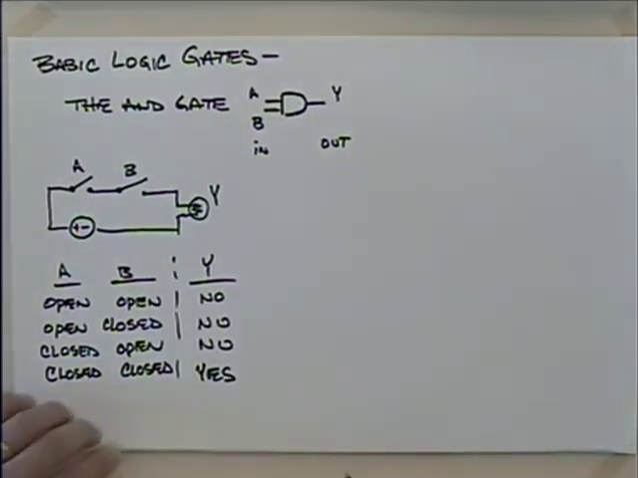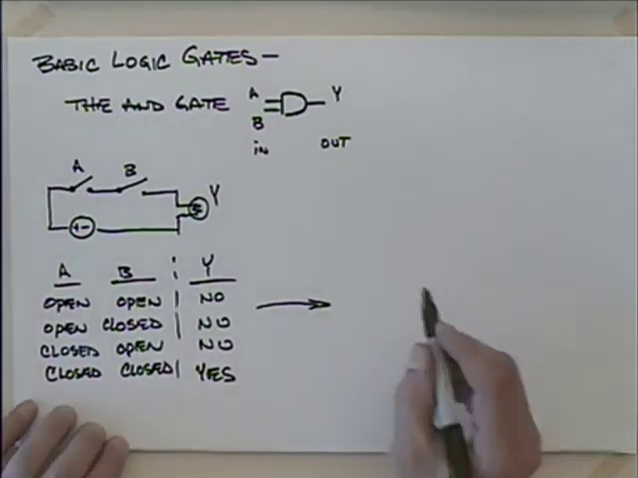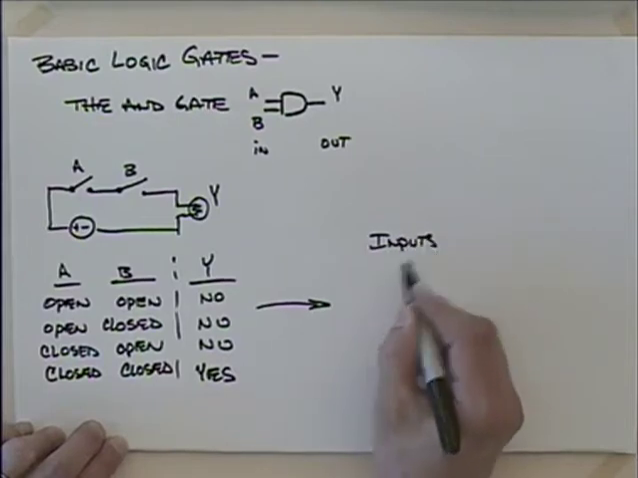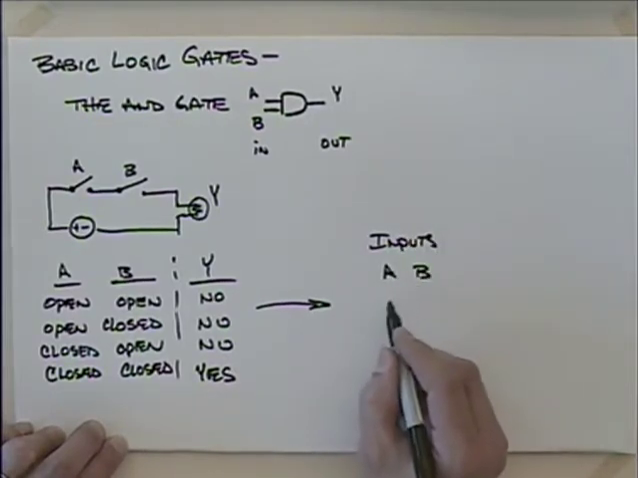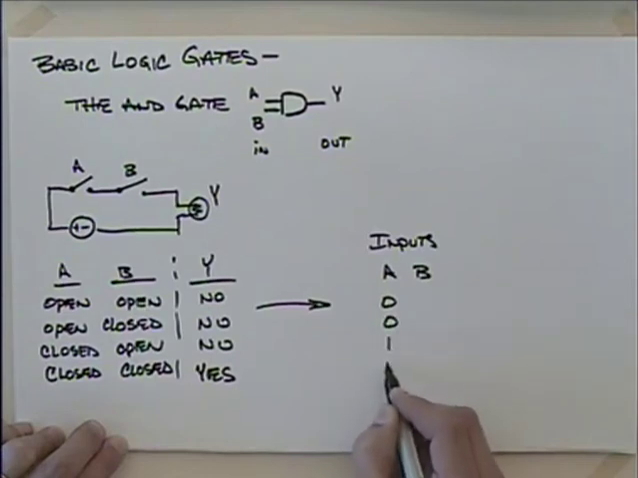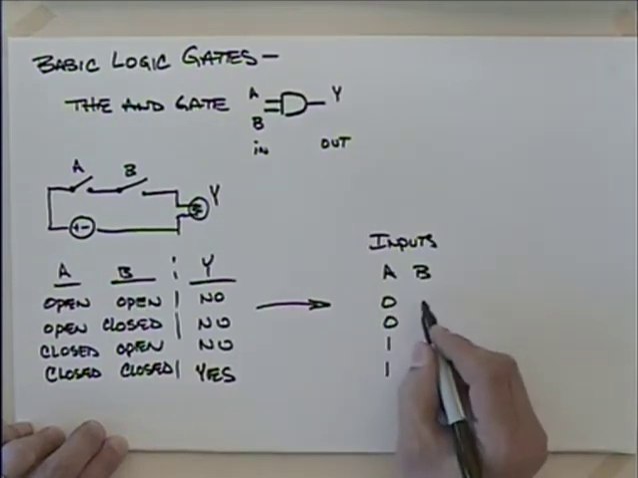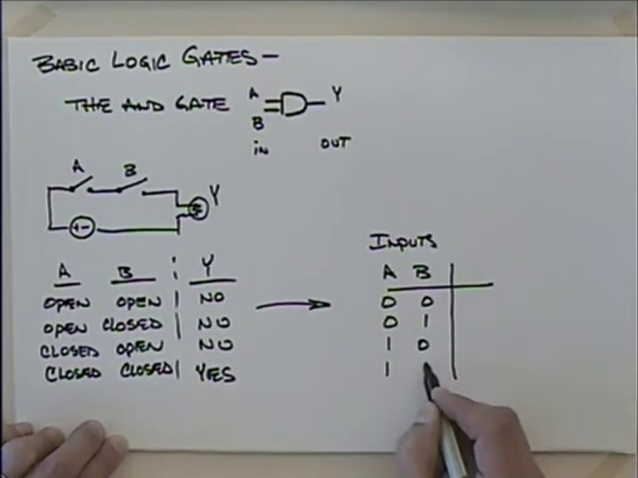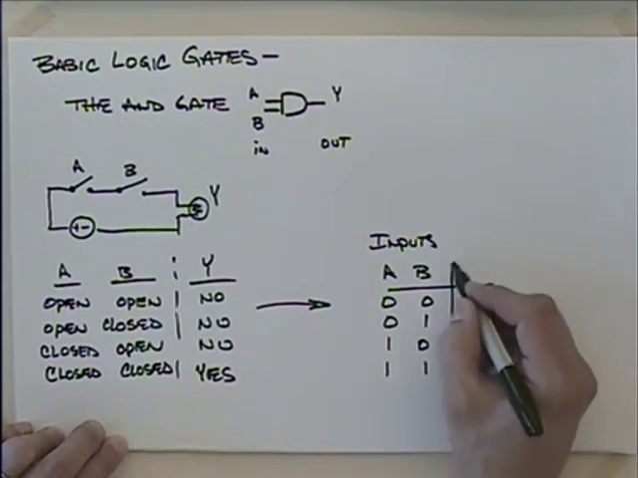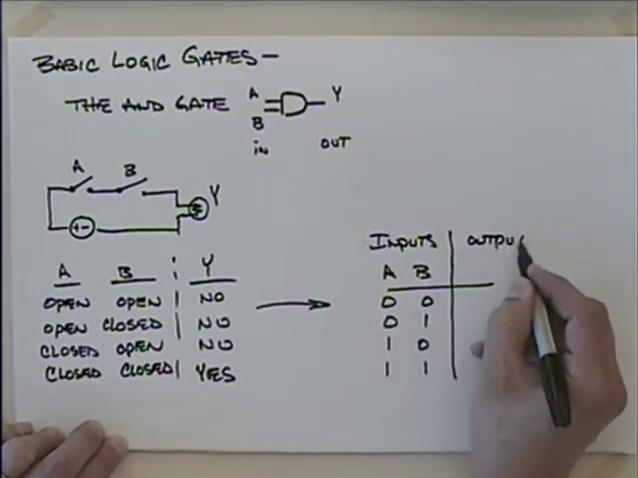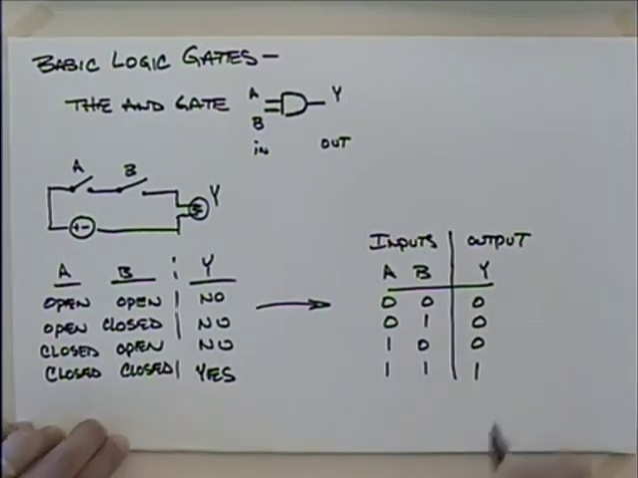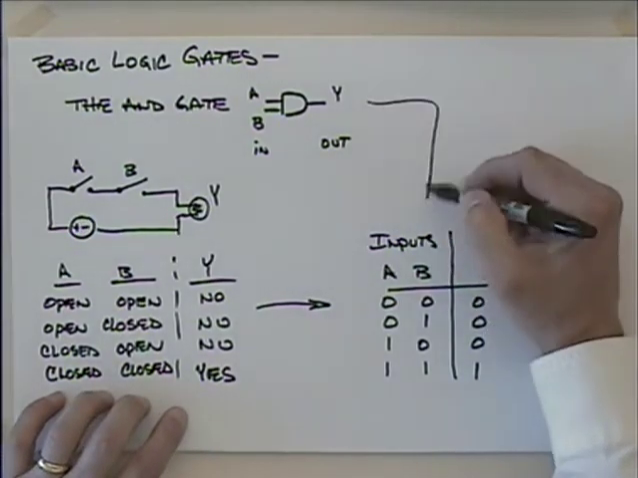Well, we can take this over into what you probably would expect more in terms of a binary with our inputs, A and B, and we'd say that we'd have 0, 0, 1, 1, 0 indicating open, 1 indicating closed, and then we could have a 0, 1, 0, 1, and our output, our Y, would be 0, 0, 0, 1. Okay?